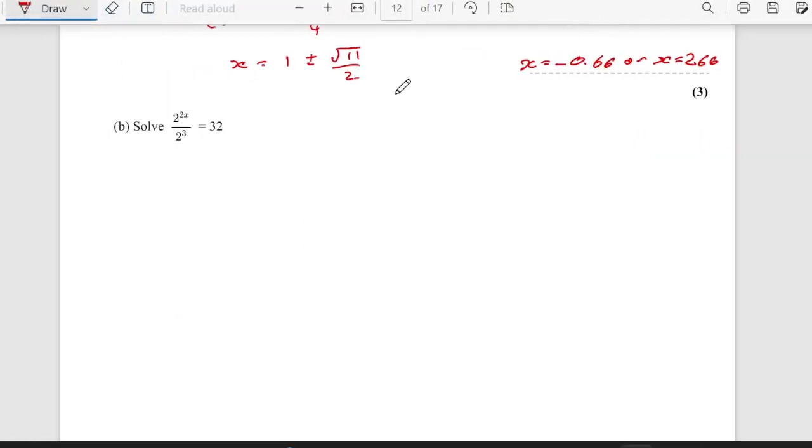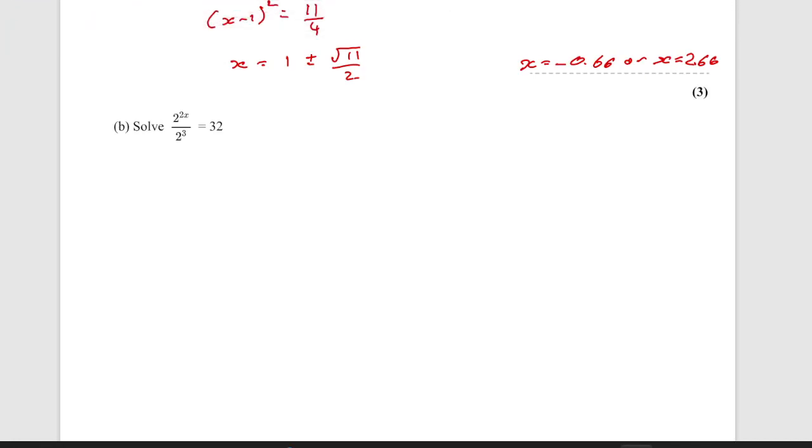So if we look at part B, solve 2 to the power 2x divided by 2 cubed is equal to 32. So I'm going to treat this as, when we divide, we subtract the powers, and I'm also going to convert this to a power of 2. So that's going to be equal to 2 to the power 2x minus 3, and that's going to be equal to, well, 32 is 2, 4, 8, 16, 32, so 2 to the power 5.